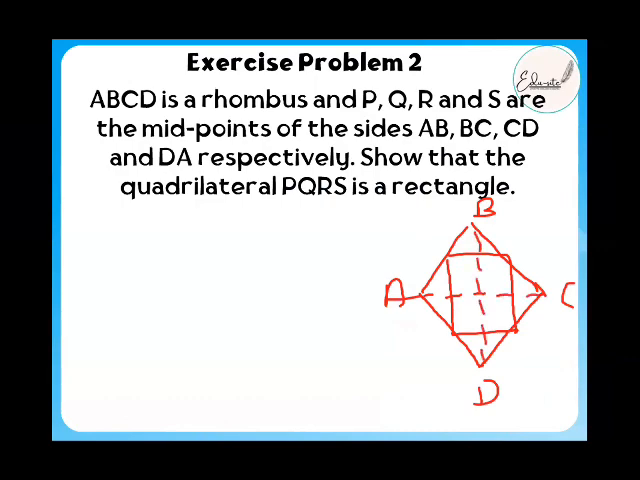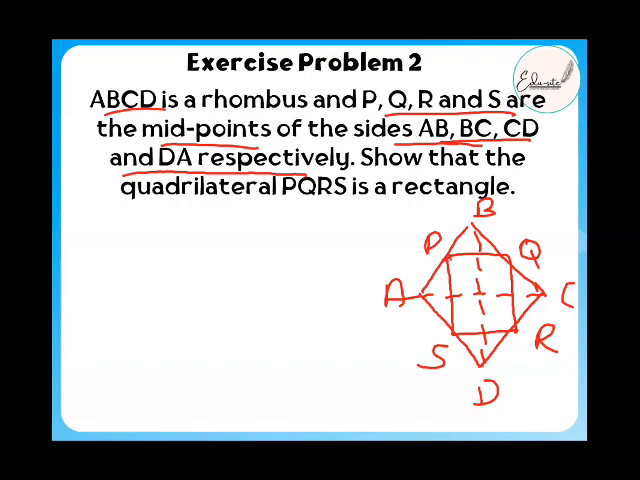So please be interactive. Okay, the question they have told you here is, ABCD is a rhombus. Inside the rhombus, they have taken midpoints P, Q, R, S. Laiba, PQRS are the midpoints in this rhombus, the midpoints of AB, BC, CD and DA. Now show that the quadrilateral PQRS that is formed in the middle is a rectangle.